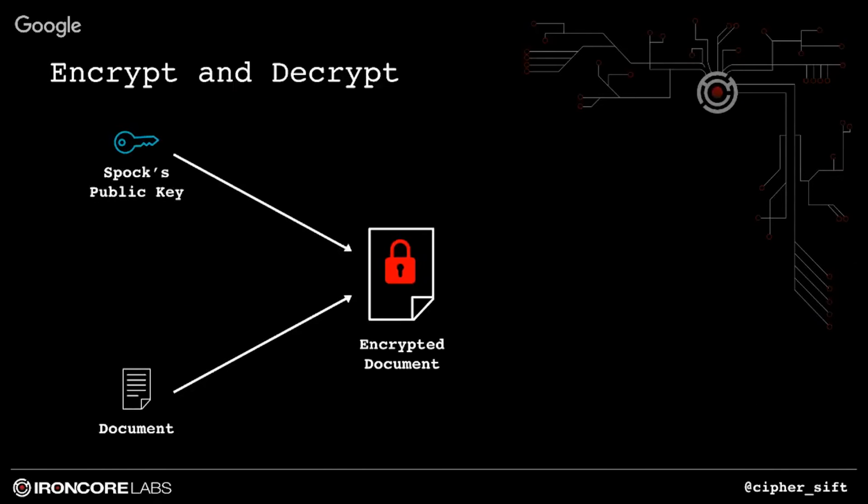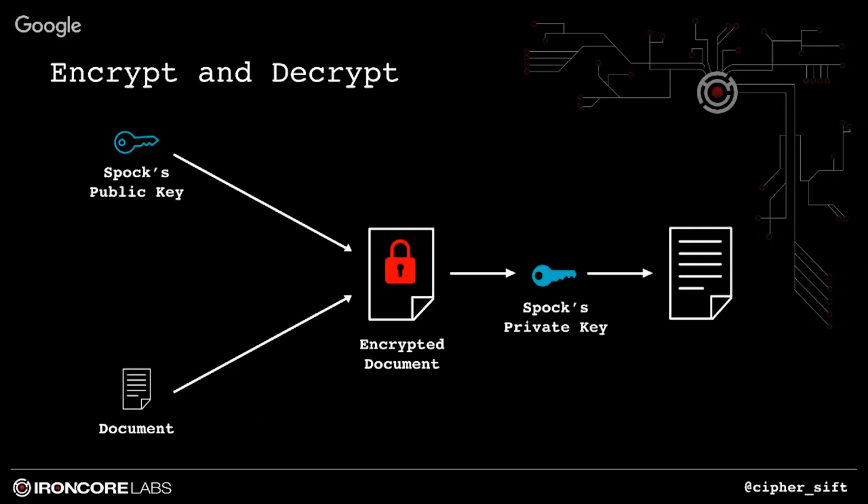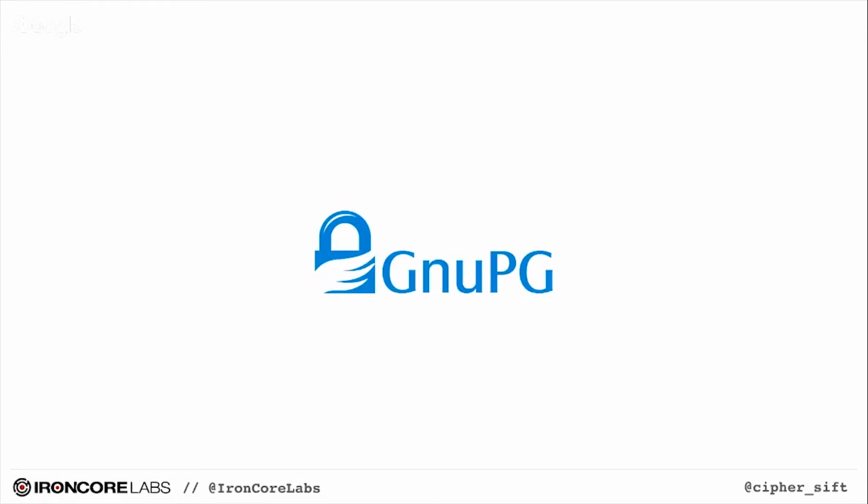Now, in order to encrypt a document to a user, we are going to use the public key of the user plus a document, and then we get an encrypted document. Okay? Then we use the private key to decrypt that document later. And there's a mathematical relationship between the private and public key. Cool? All right.